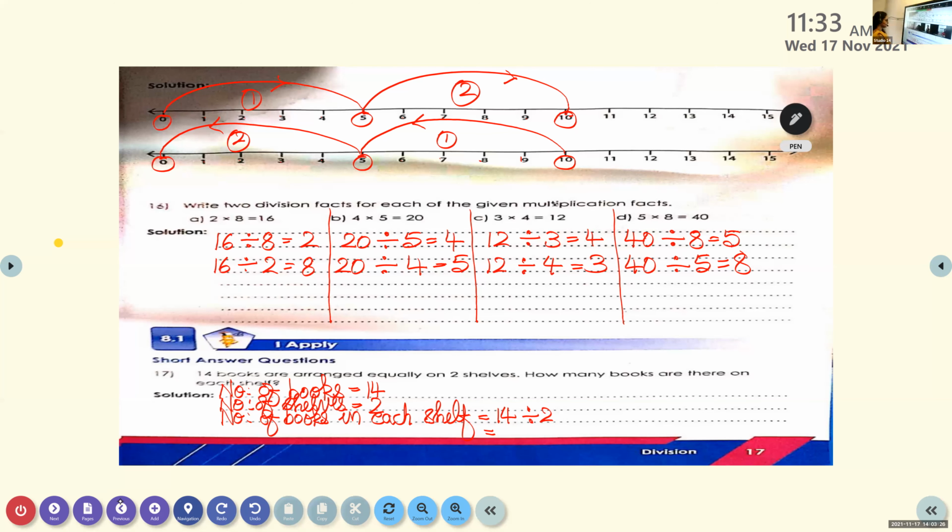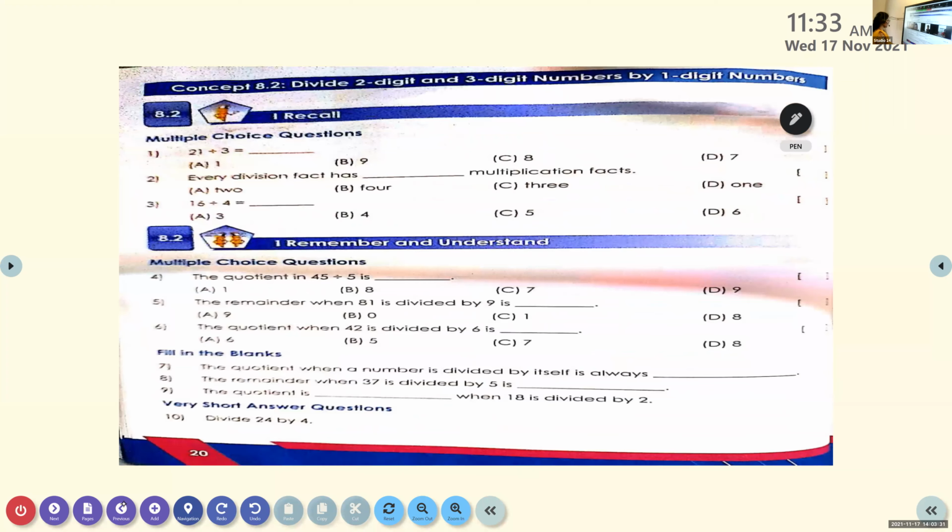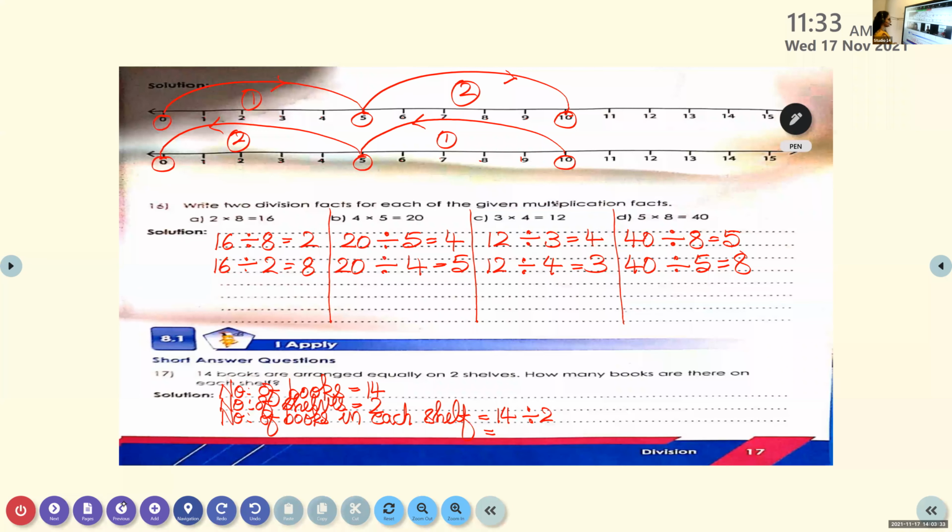So in my book, after 17, the next page is 20, 2 pages are missing. So I am going to do the division on the side. You have the space in your book, so you can do it on the next page. Okay, now 14 divided by 2.